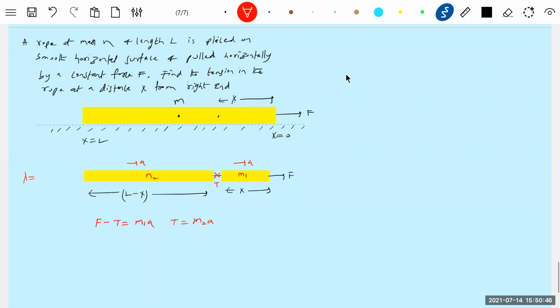What is lambda? We define it as m by L. F minus T: what is m1? Lambda into x is the mass of this part of the rope. What is m2? Lambda into (L minus x), the mass of this part of the rope. Then adding these up, F equals lambda L into a. What is lambda L? It is just m.